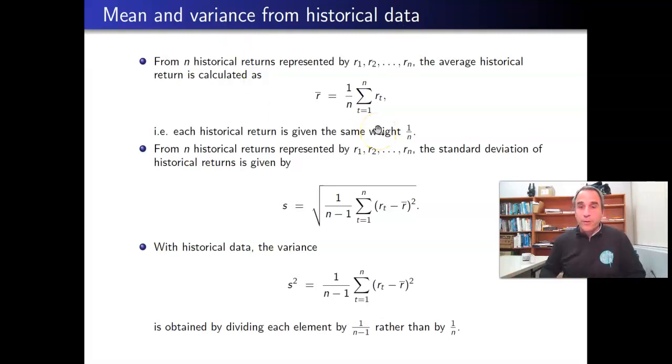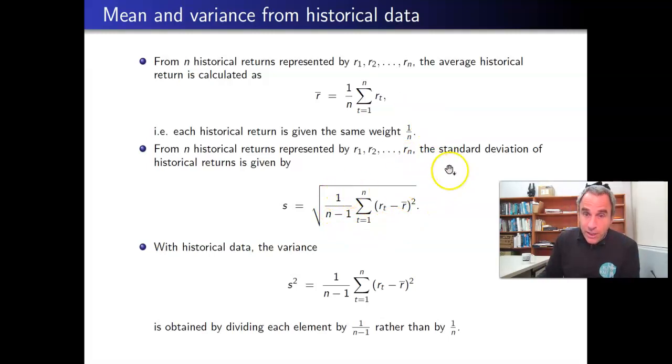So you take historical returns, you have n returns, and your average historical return is the sum of all your collected returns divided by n. So the weight, the proportion of each observation in your calculation, is equal. All observations have the same weight, 1 over n, so 1 over the size of the sample.